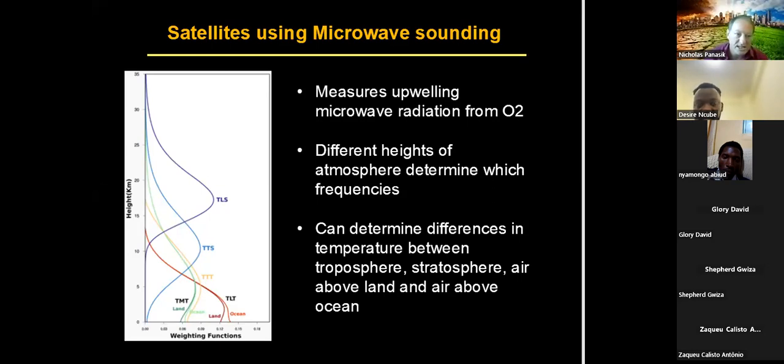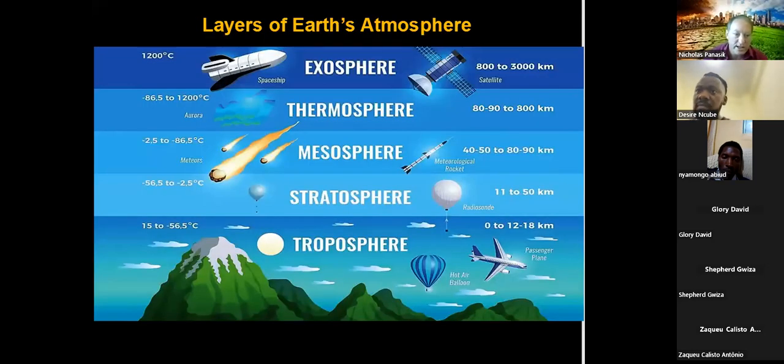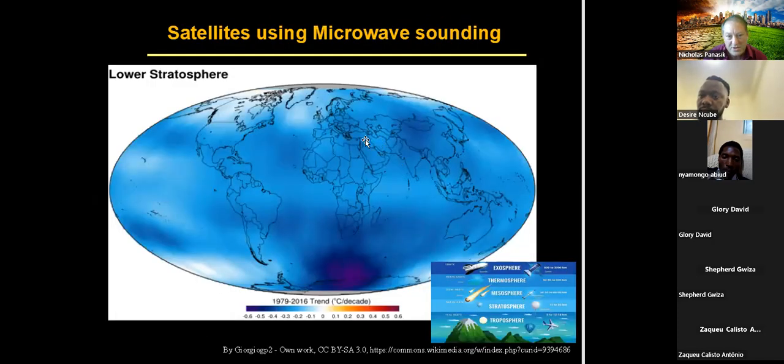So what does this data show us? Let's go ahead and look at some of the results from these microwave sounding instruments. Here's a measurement of the lower stratosphere. What they're trying to show in this picture is the trend over a decade, so it's Celsius per decade. This is an anomaly temperature, right? If you're in the red, that would mean warming. If you're towards the blue, that would mean cooling.